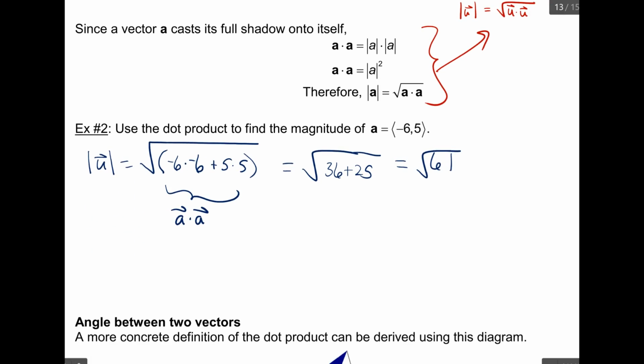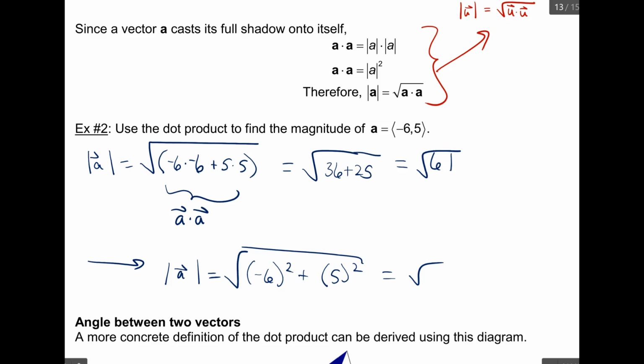So this matches what we've done before, because before when we were trying to find the magnitude of A, we would do square root of x squared plus y squared, so we get the same answer.